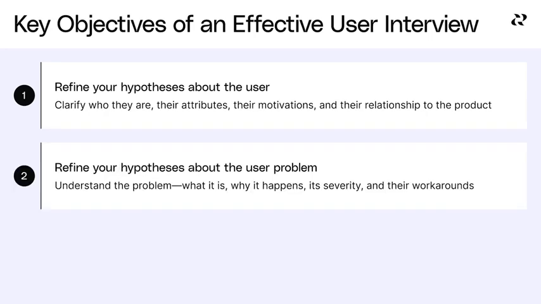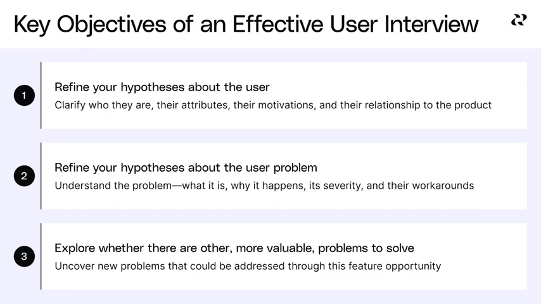The second objective is to refine your hypotheses about the user problem. You want to understand the problem in their own words, what it is and why it happens, how severe it is, and what alternatives or workarounds they currently use to solve it. The third objective is to explore whether other problems may be more valuable to solve. By speaking with users, you may uncover new and more painful problems that can be addressed through this feature opportunity.